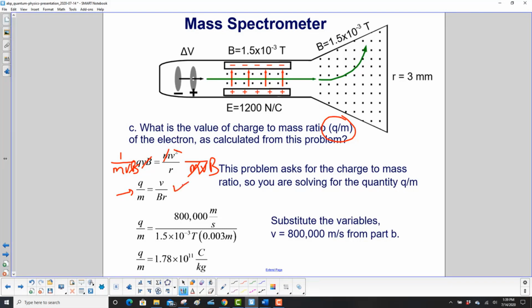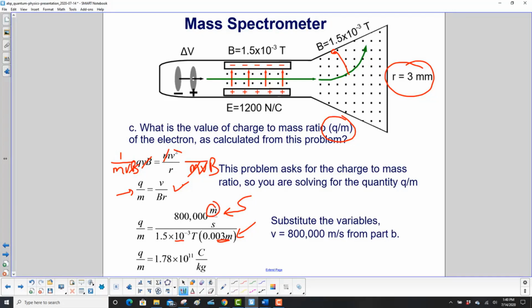So this is good. We now substitute in our values, and that's the velocity we got on the previous slide, the magnetic field, and here's the radius of our semicircular orbit over here. And notice we said it was 3 millimeters, but we need to use meters. So you move the decimal over 3 places, you get 0.003 meters. And finally, our answer is 1.78 times 10 to the 11th coulombs per kilogram.